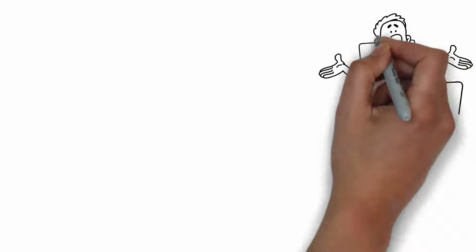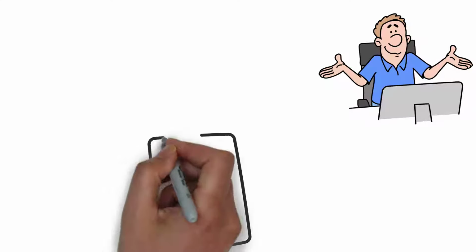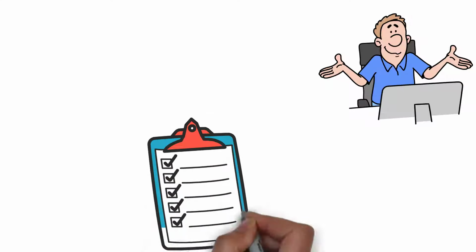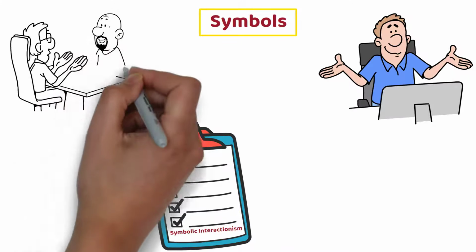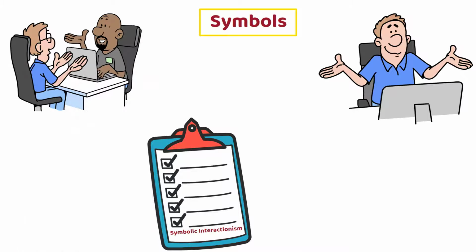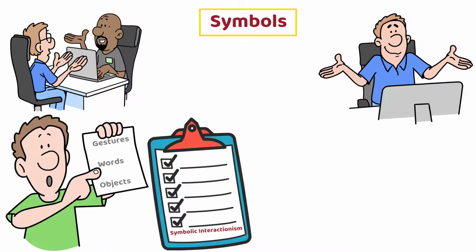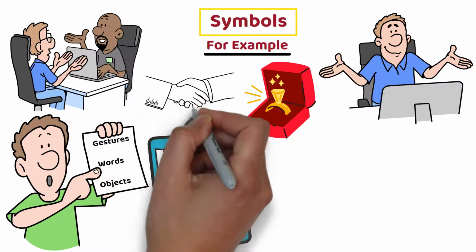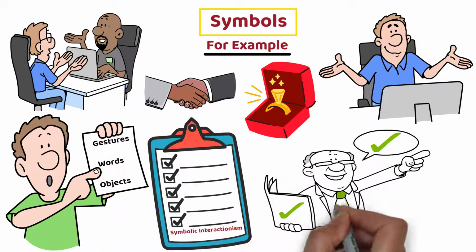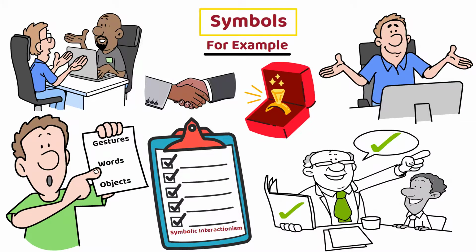This is a confusing concept at first, so let's dig down further by looking at 5 key ideas within symbolic interactionism. 1. Symbols. The first key idea is that people communicate and make sense of their world through the use of symbols. These can be gestures, words, or objects that carry specific meaning. For example, a wedding ring symbolizes marriage, while a handshake can signify agreement or greeting. Symbols allow people to interpret and navigate social situations.